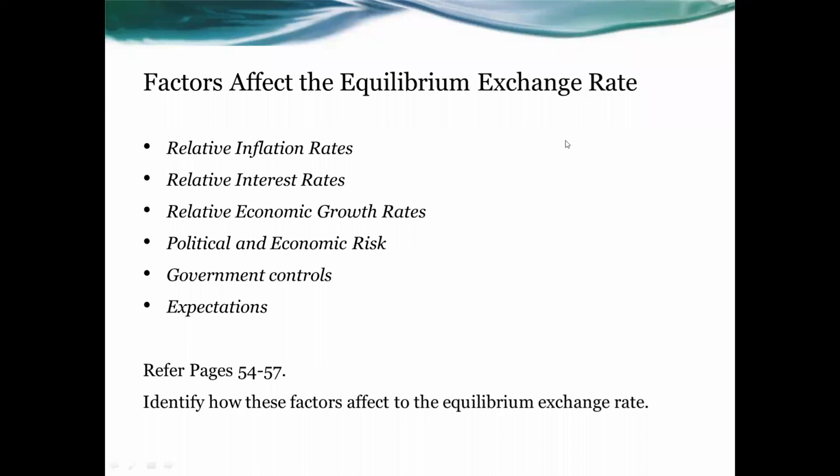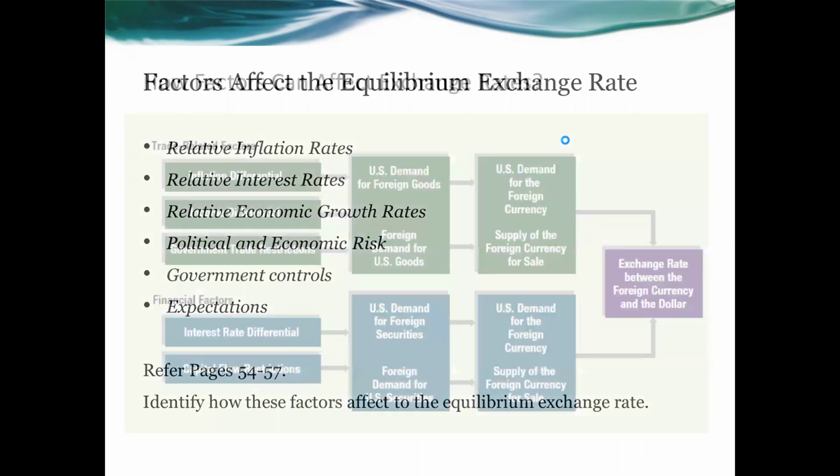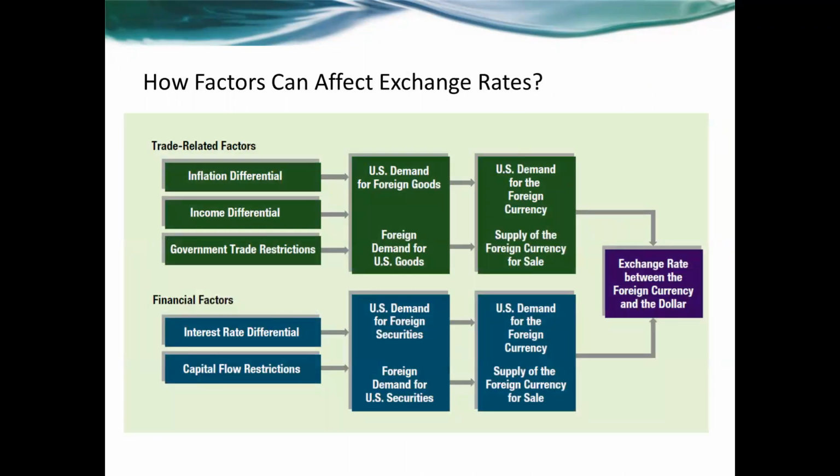Okay, so please refer to textbook page numbers 54 to 57 and identify how these factors affect the equilibrium exchange rate. How relative interest rate or relative economic growth influence a shift in the demand for foreign currency or a shift in the supply of foreign currency. Right. So this scenario also indicates how these factors influence the exchange rate changes, right? So it's the same thing I explained here.